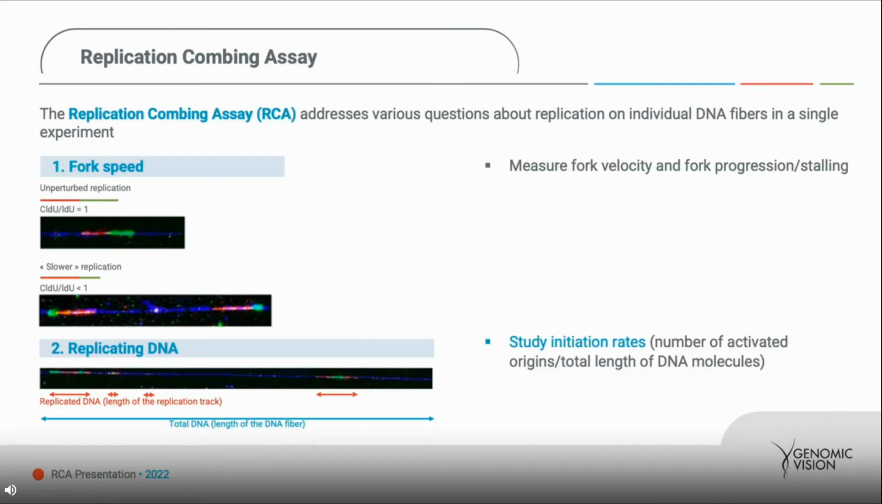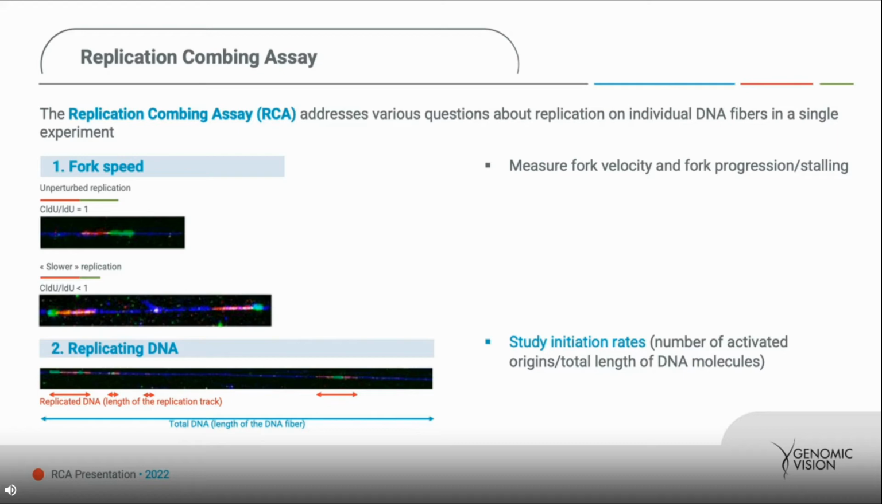So the Replication Combing Assay, RCA, addresses various questions about replication on individual DNA fibers in a single experiment. Just to remember, for the DNA analysis, we only take the intact signals and discard the DNA breaks that could have occurred during the stretching forces of the DNA. For that reason, it's very important, like I mentioned in the previous slide, that we see the blue signal either side of the replicon in green and red.